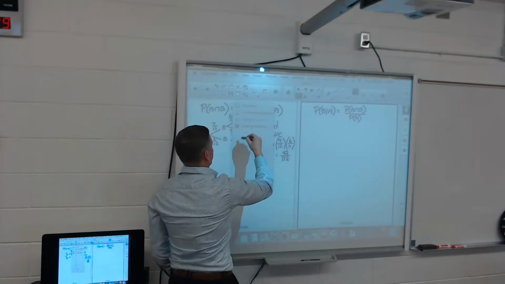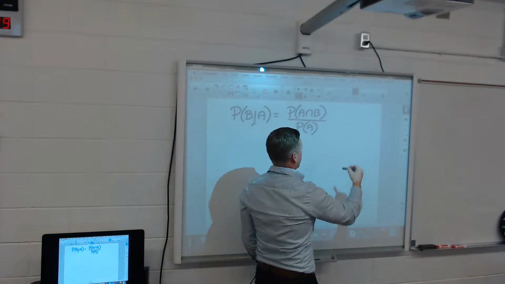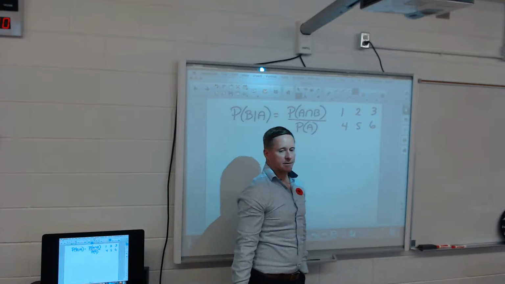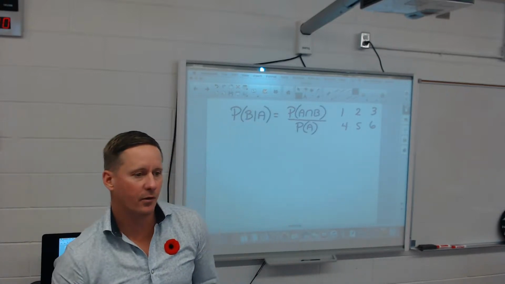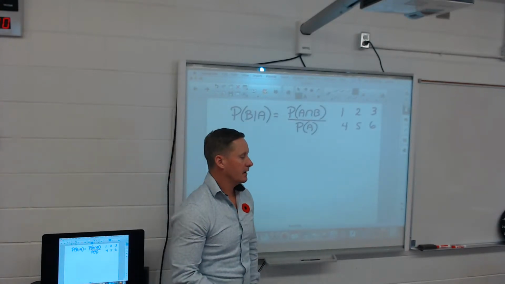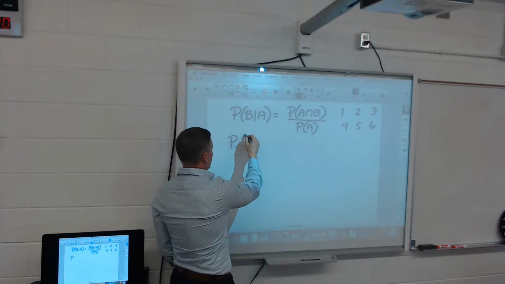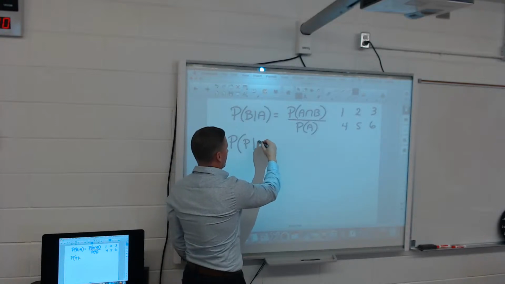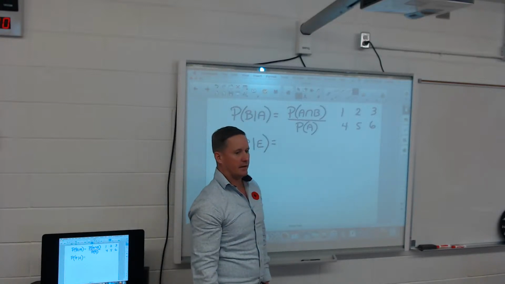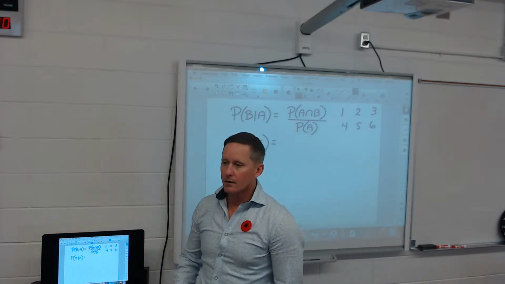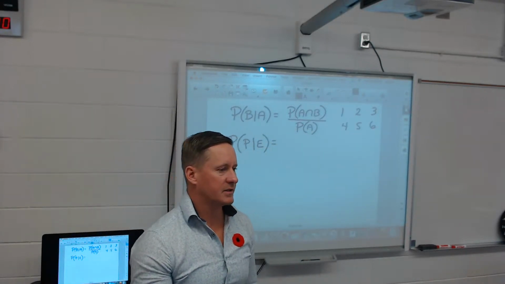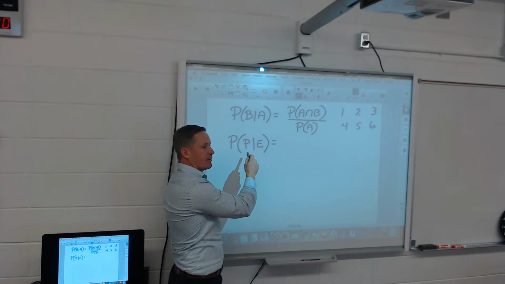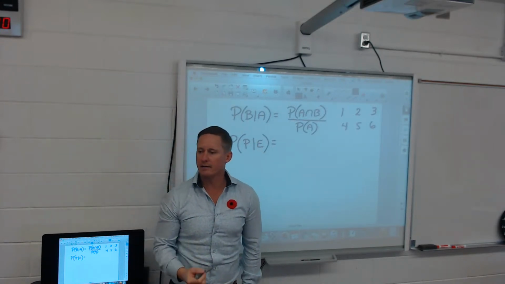So let me give you an example. I have a 6-sided die. My sample space for that 6-sided die is 1, 2, 3, 4, 5, and 6. That's the entire sample space. Now, I want to know what's the probability of getting a prime number given that I know it's an even number. So now I am reducing my amount of sample space, because if I look at what this is saying, I want to know what's the probability of prime given that I already know that I rolled an even number.